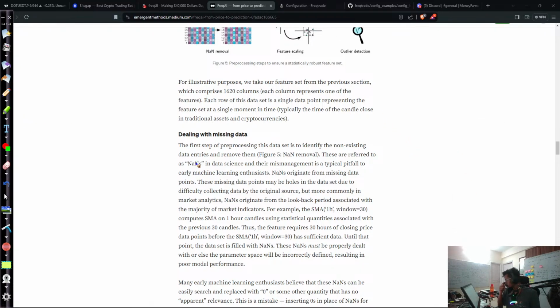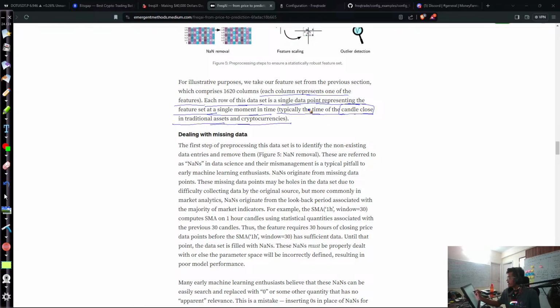So let's continue. It's saying that each column represents one of the feature sets that we already talked about. Each row of this data set is a single data point representing the feature set at a single moment in time. Now, typically the time of the candle close in traditional assets and cryptocurrency. So that's the candle close that we want.